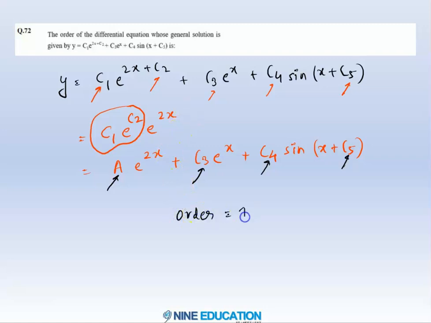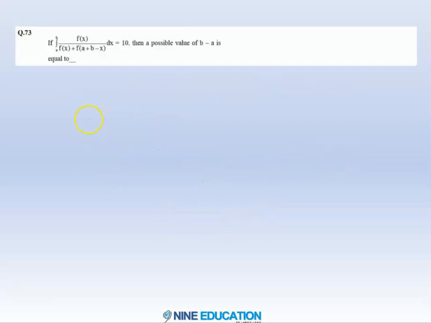Order will be equal to the number of arbitrary constants, or the number of independent arbitrary constants, which is 4. Question number 73: the integration from a to b of f(x) divided by f(x) plus f(a+b-x) dx is equal to 10, then the possible value of b minus a is.